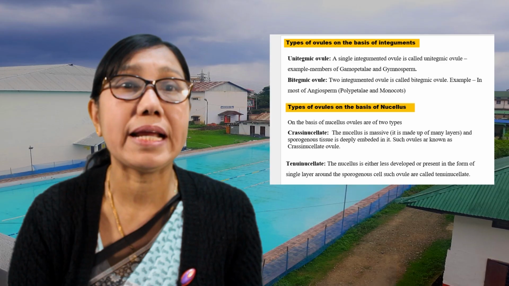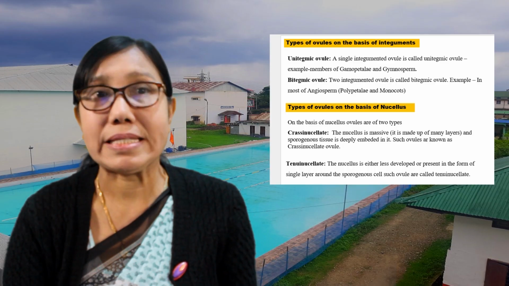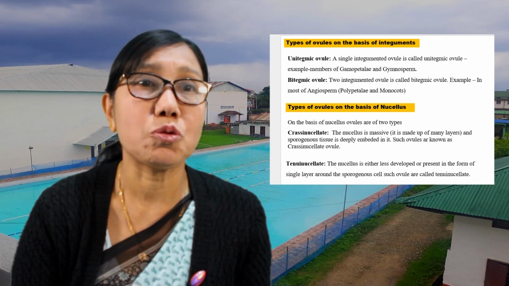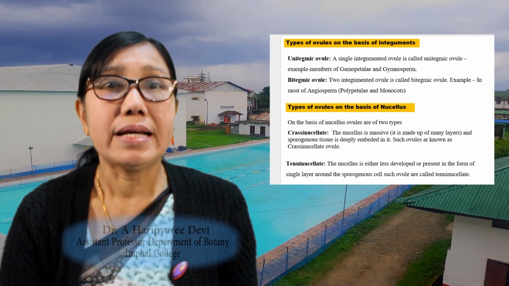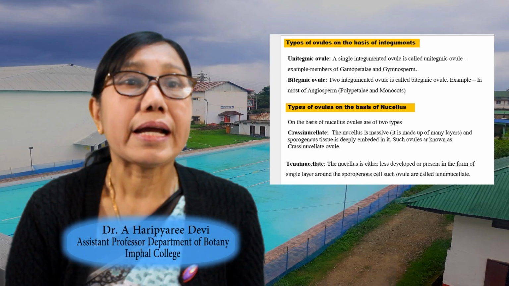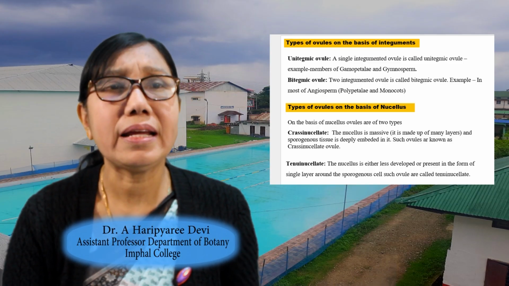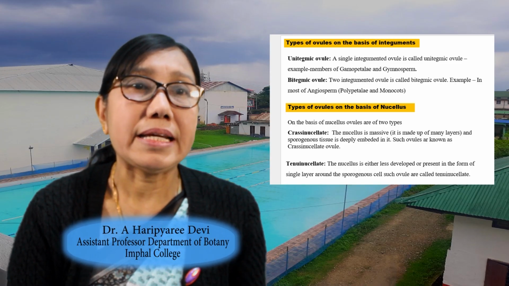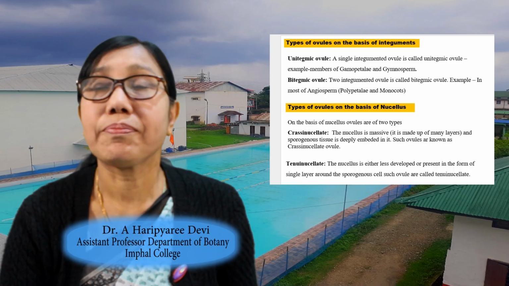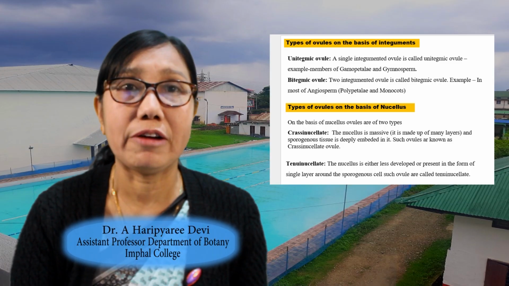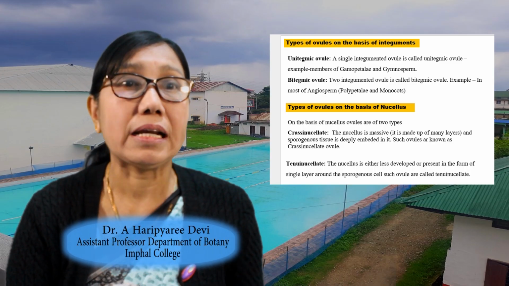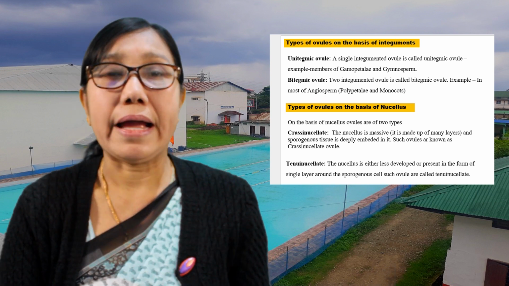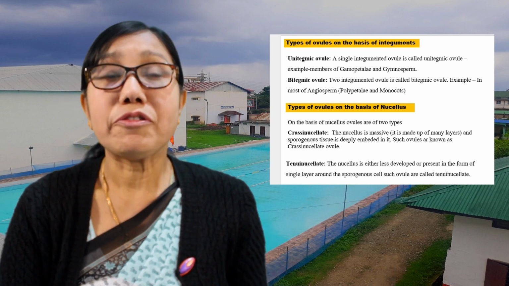Crassinucellate: the nucellus is massive. It is made up of many layers, and the sporogenous tissue is deeply embedded in it. Such ovules are known as the crassinucellate ovule. And another type is the tenuinucellate. It is unlike the crassinucellate. The nucellus is either less developed or present in the form of a single layer around the sporogenous cell, and it is called the tenuinucellate ovule.